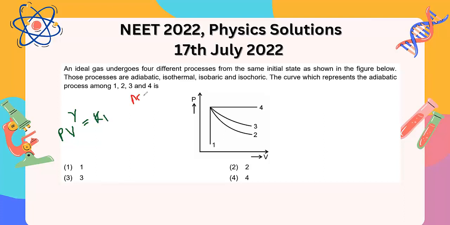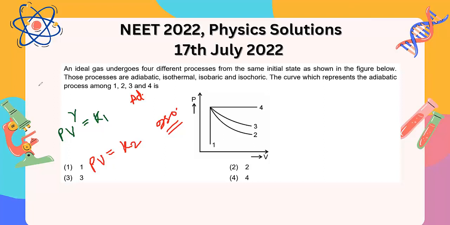So this is for adiabatic, and for isothermal what happens? PV is equal to nRT, T is constant, so this is another constant. So this is for isothermal, right? For isothermal, P times V is constant. For adiabatic, PV to the power gamma is constant, okay.